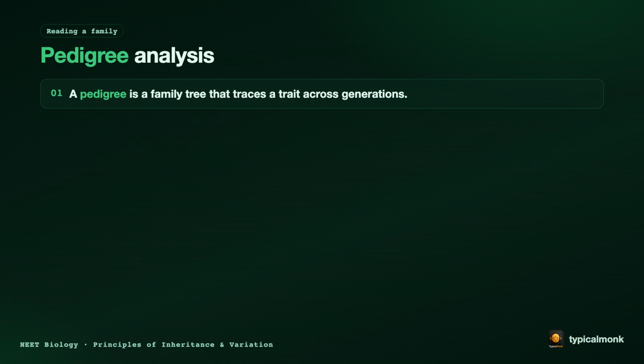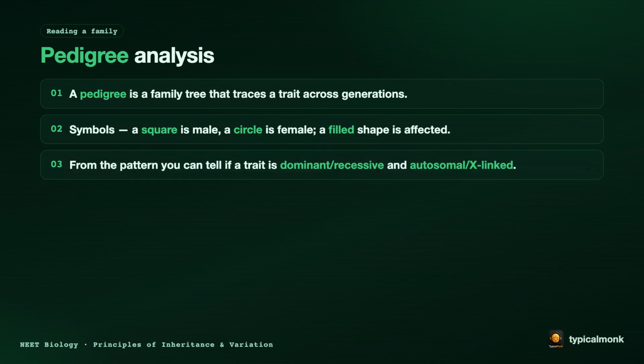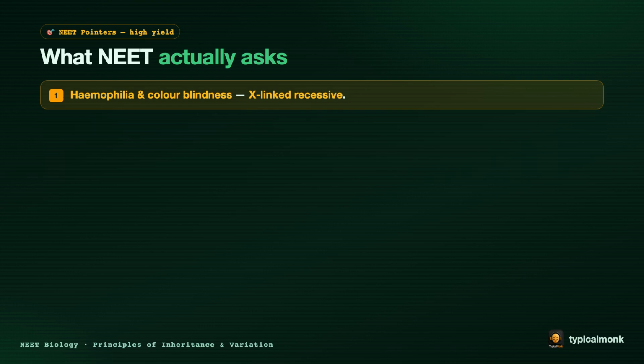Now, reading a family, pedigree analysis. A pedigree is a family tree that traces a trait across generations. Now symbols, a square means male, a circle means female, a filled shape means affected. From the pattern you can tell whether a trait is dominant or recessive and autosomal or X-linked.